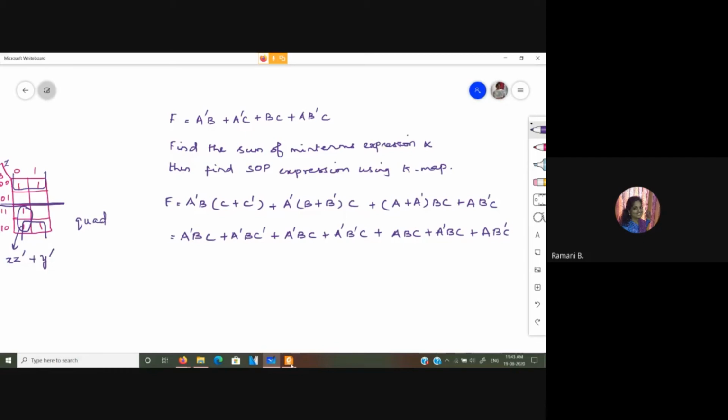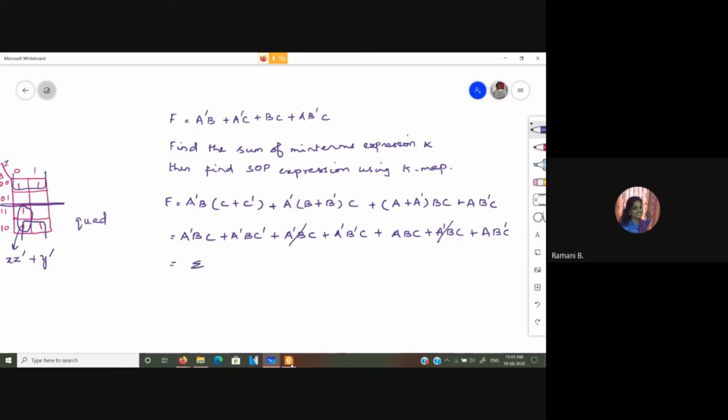So here A bar BC is repeated twice, so we can write it once. Then A bar B C bar, we have it once. A bar BC, here also you are having, so we can remove that. Then A bar B bar C is once, ABC, and then AB bar C. So the sum of minterms expression is this one.